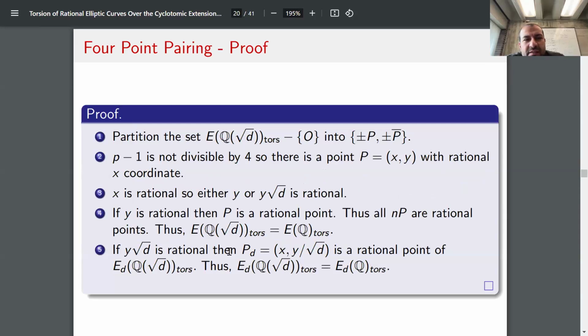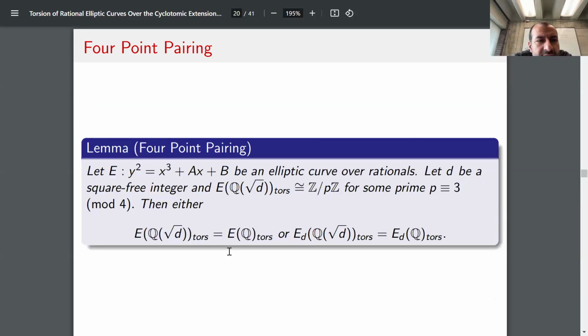Sorry, Omer, can you go back to the statement of the last step? So, this one? Yes. I see. So for either the elliptic curve or the quadratic twist of it by d, those two are the same. Yeah, I see. Okay, thank you.